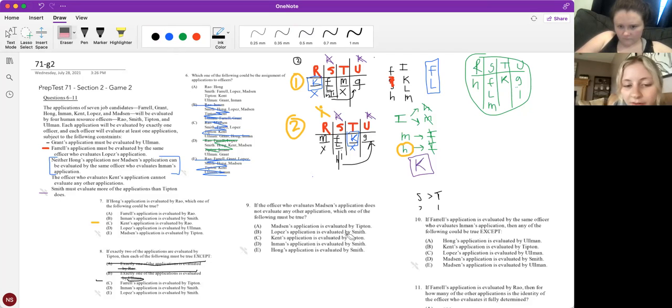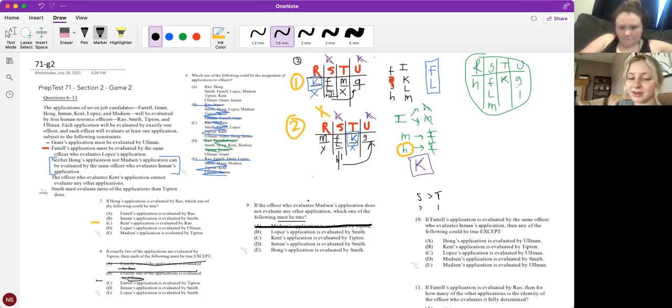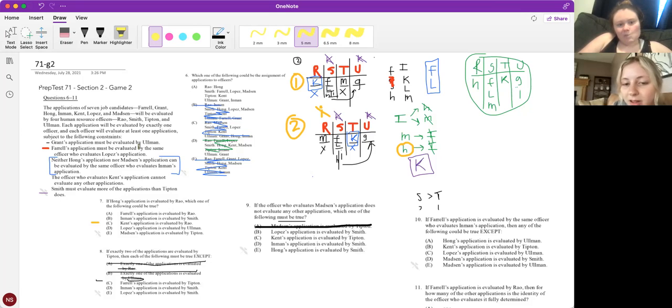So then, M's application is evaluated by T. In the first one, but does it have to be true? No. Oh, yes, because it says must be true. That's the one we need to not get. So Lopez's application is evaluated by Smith. L is evaluated by S. That is a possibility, because it happens in both. Kent's application is evaluated by T. No, because it doesn't happen in both.